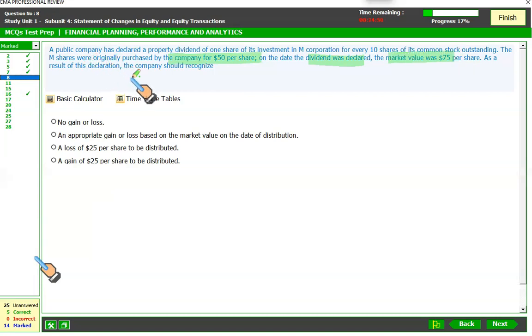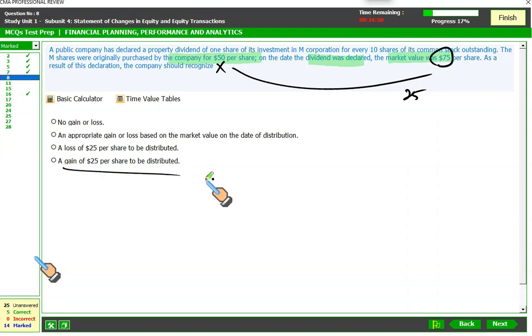As a result of this declaration, the company should do what? We know for sure, when we declare property dividend, the original historical cost is irrelevant. We need to see what was the market value on the date of declaration. The market value on the date of declaration was 75 per share. So there is clearly a gain of 25, which must be transferred to retained earning, and through retained earning we pay dividends. I hope you remember every dividend, cash dividend, property dividend, stock dividend, or stock split in the form of dividend is paid out of retained earning. So this $25 gain will go to the retained earning and then it will be transferred to the shareholder. So that makes D the correct option.